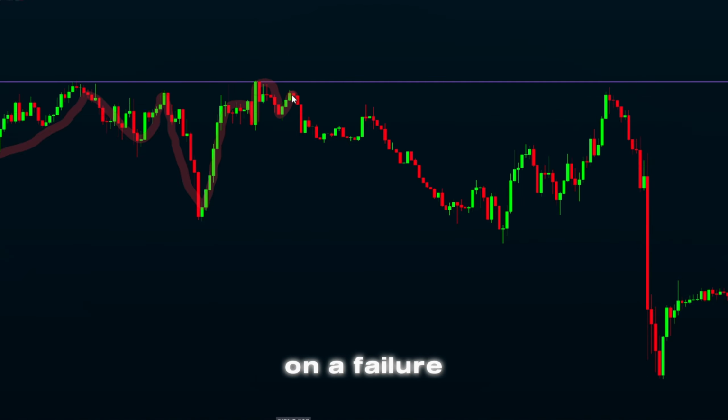The trap triggers on a failure: close below the third high. The highs' wicks are equal within 10 points. The third high closes below with fading bodies. Why 74% wins? Session highs draw exhaustion buys.